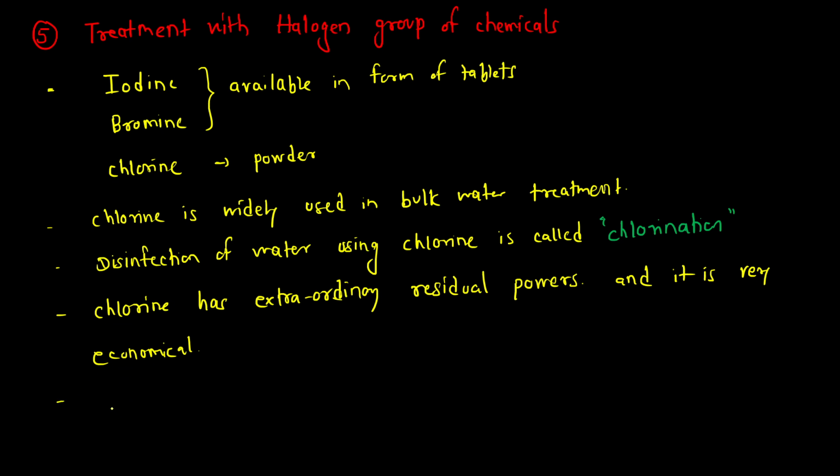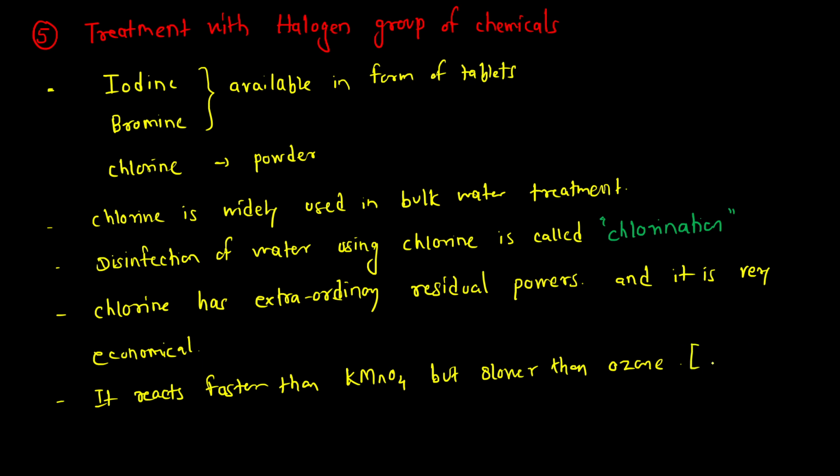So it is faster than the action of KMnO4 but slower than ozone. So how much time does it take? It takes about 20 to 30 minutes. That is, in half an hour the chlorine will do its job.